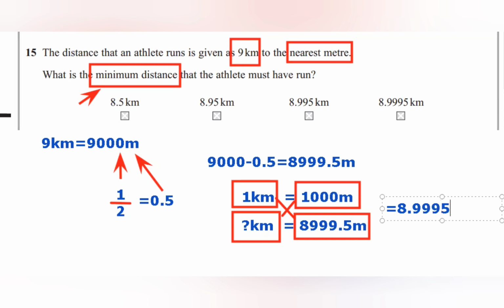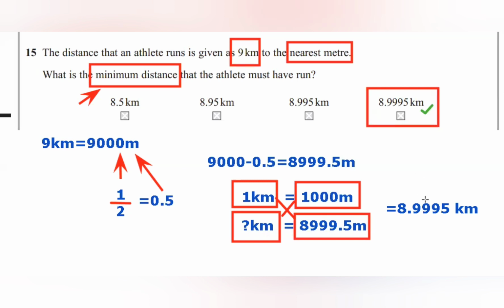So the answer will be 8.9995 kilometers. And this is the final answer, or the minimum distance, or the minimum bound that the athlete must have run. So the final answer is D. And this is how you answer a question like this.